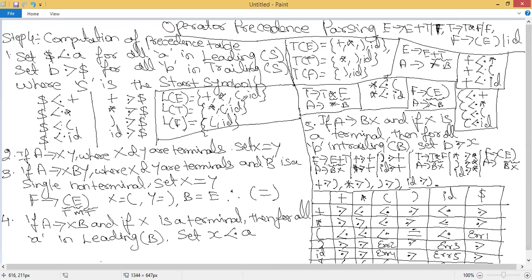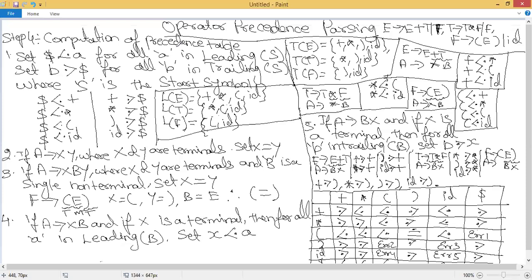Welcome back, friends. In this lecture, we are going to continue the operator precedence parsing operation. In the last lecture, we discussed up to the computation of leading and trailing. In this lecture, we are going to discuss the computation of the precedence parse table, how to construct the precedence table. There is a set of rules to construct the precedence table.